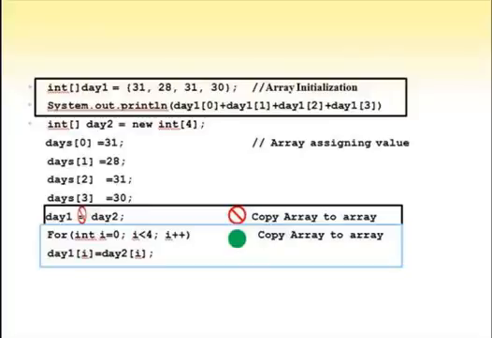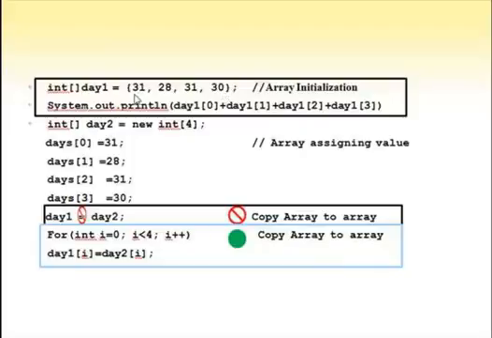Let's talk about the array. There are two different ways that we can create an array. One method is initializing the array like this one: int day, for example. In field 0 of the array put 31, in field 1 put 28, in field 2 put 31, and in field 3 put 30.